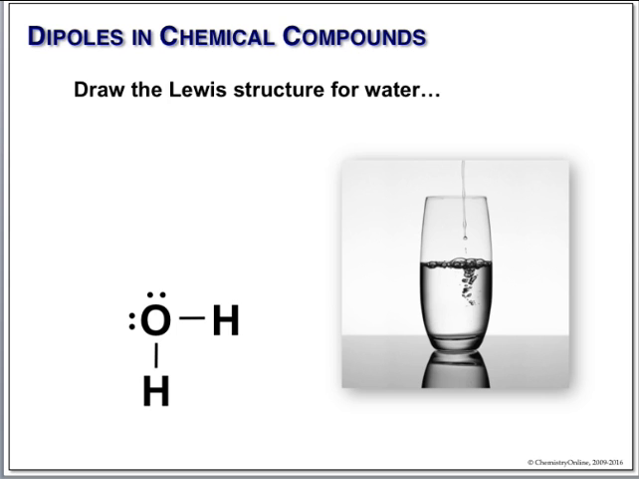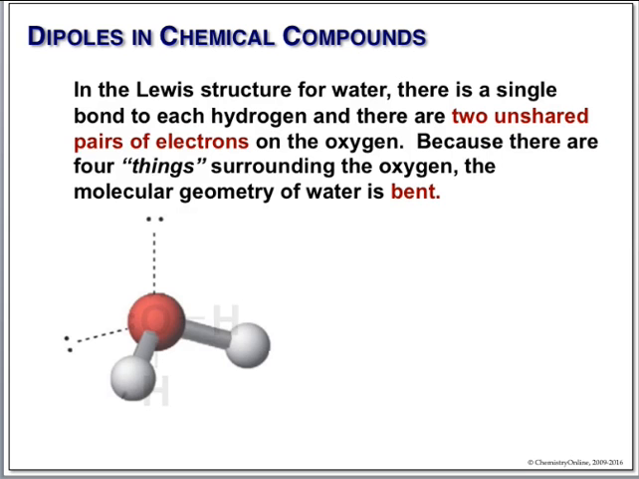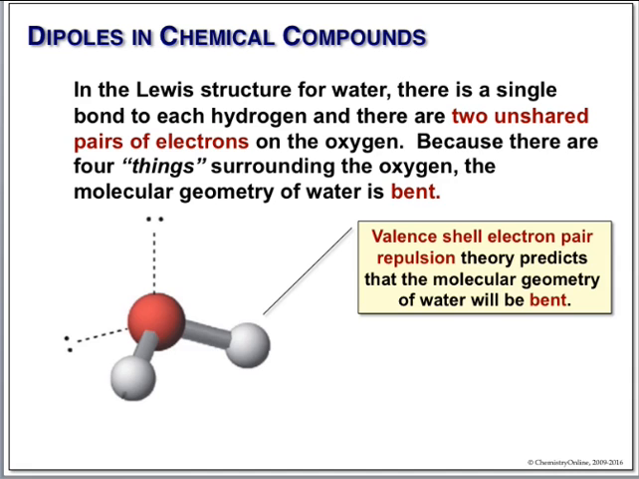But in general chemistry, you learn that because we have 4 different things around this oxygen, that is 2 unshared pairs and 2 hydrogens, this defines the electron pair geometry as tetrahedral, and we call this geometry bent. The fact that water is bent is very, very important as far as water goes. Water is the most amazing solvent, most amazing substance ever. It just really is.